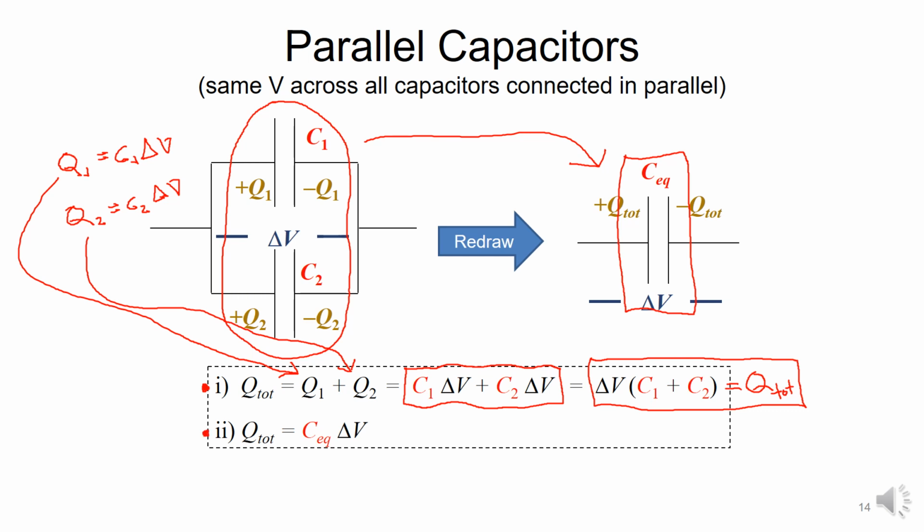I'll put a bullet point here. It says Q total equals C equivalent times delta V. Where did we get this from? We got this from the regular capacitance equation. We know that Q equals C delta V, charge equals C times delta V for a capacitor. And here we are using this equation for the equivalent capacitor.